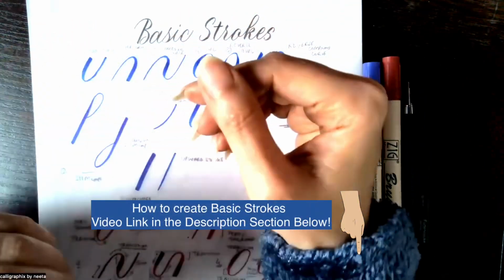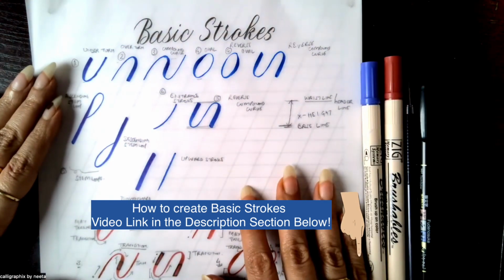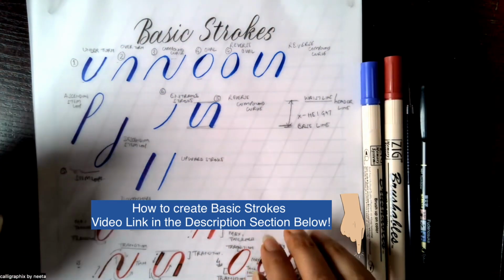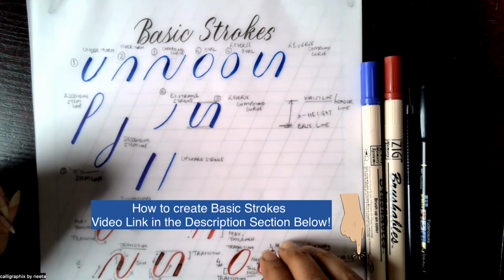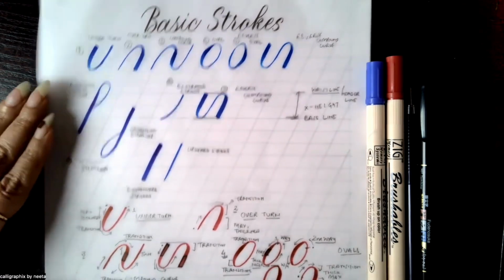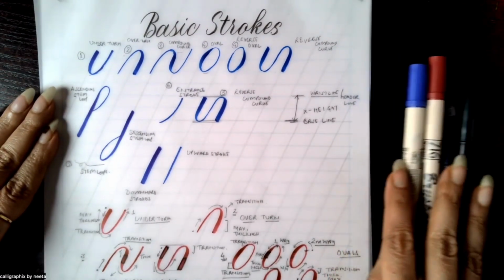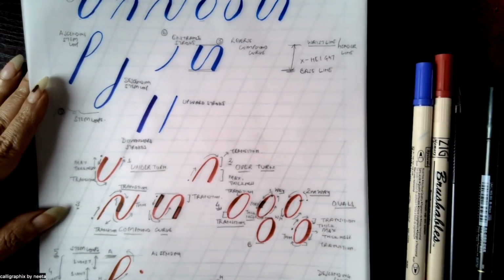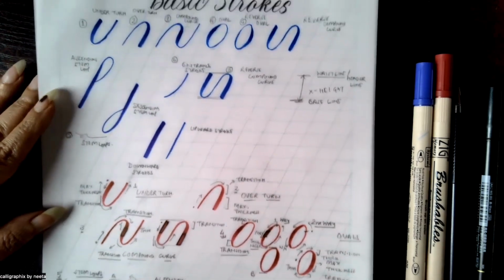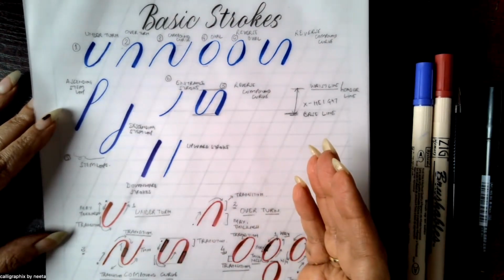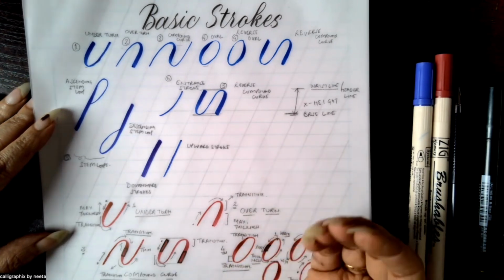Last time we learned how to create basic strokes. We learned in that video what basic strokes are, why they are important, and how to create each of them. We created all the 8 basic strokes, where we discussed that some people say there are 6 and some say there are 8, and what the logic is behind making them 6 or 8. So we learned all that.